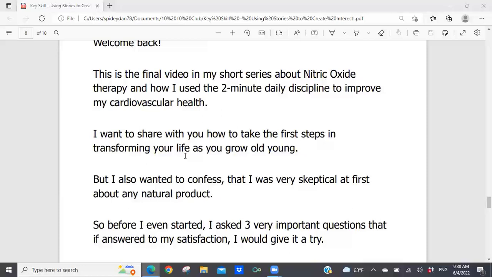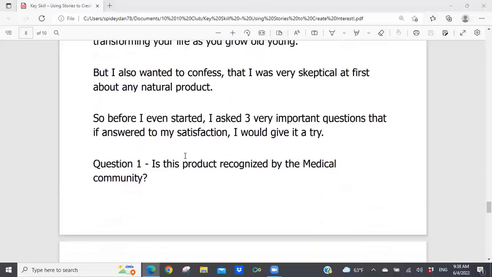And he had 3 very important questions, which are the 3 most important questions that a lot of people have. So what does he do? He gives a voice to those questions. And again, when you ask a question, the mind demands an answer. So first question, is the product recognized by the medical community? That's a big thing that people want to know. What would my doctor think about this?